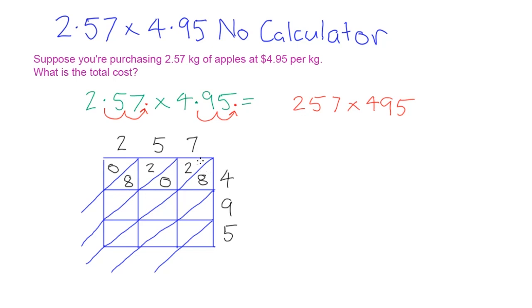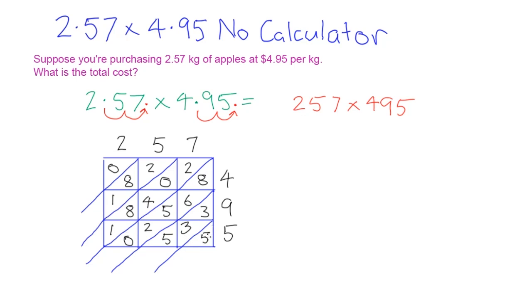9 times 7 is 63. 9 times 5 is 45. 9 times 2 is 18. 1 tens, 8 ones, 18. 5 times 7 is 35. 5 times 5 is 25. And 5 times 2 is 10.